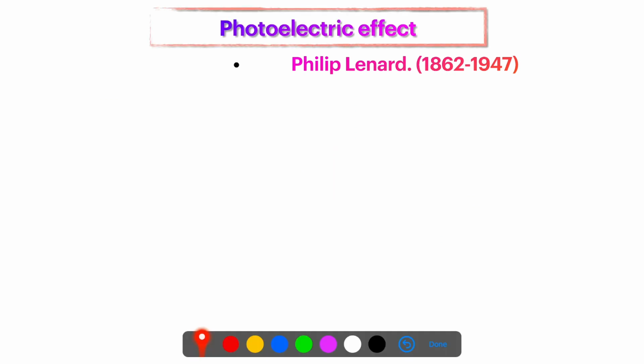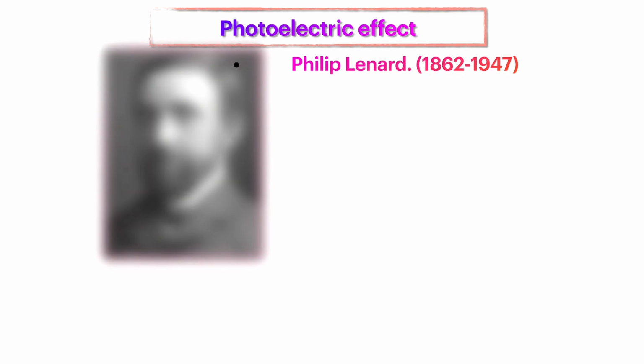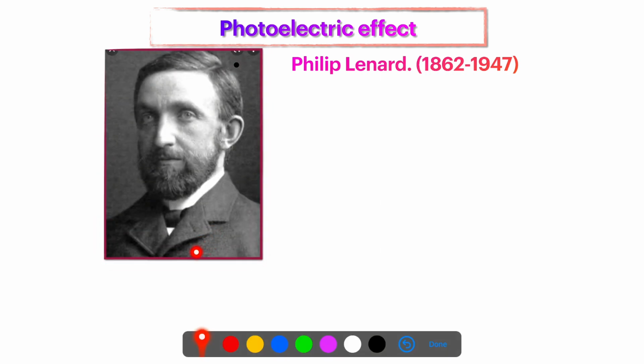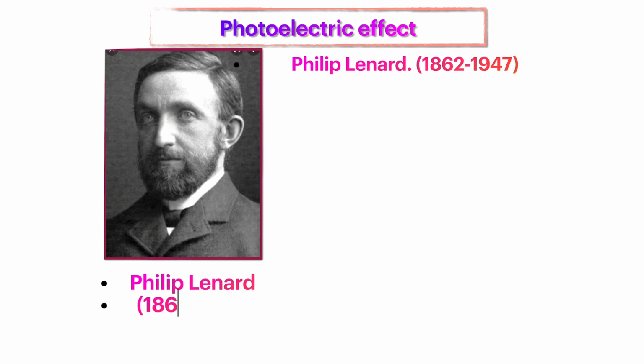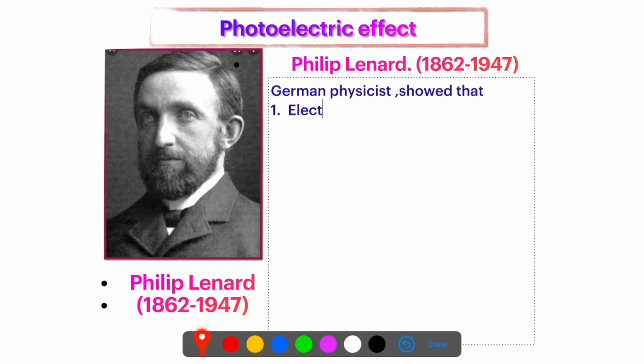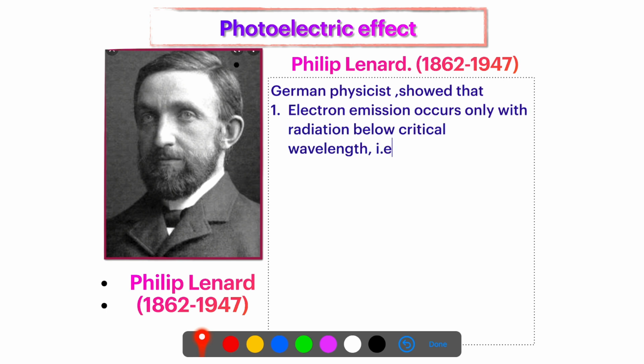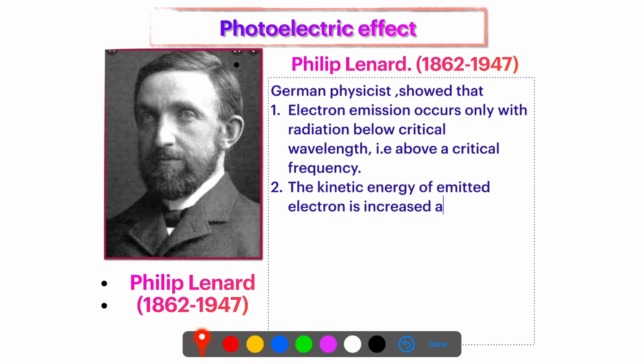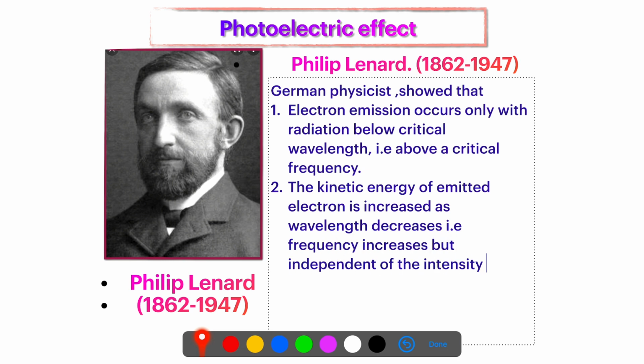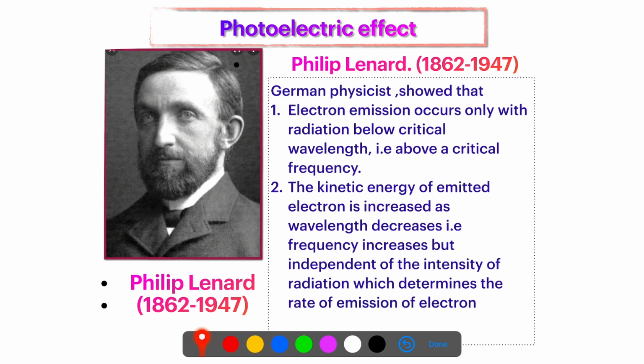Then the physicist Philipp Lenard came forward with his observation. He observed that electron emission occurred only when the radiation was below a critical wavelength, that is, above the critical frequency. The kinetic energy of the emitted electrons increased as the wavelength decreases, that is, as the frequency increases, but was independent of the intensity of radiation, which determines the rate of emission of electrons.